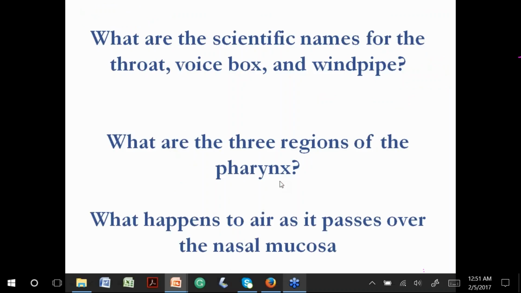All right, what is the scientific name for the throat, voice box, and windpipe? The throat is called the pharynx. The voice box is the larynx, and the windpipe is the trachea. What are the three regions of the pharynx? You can answer that. What happens to air as it passes over the nasal mucosa? It gets warm and moist. That is what happens when the air is passing through the nasal mucosa.